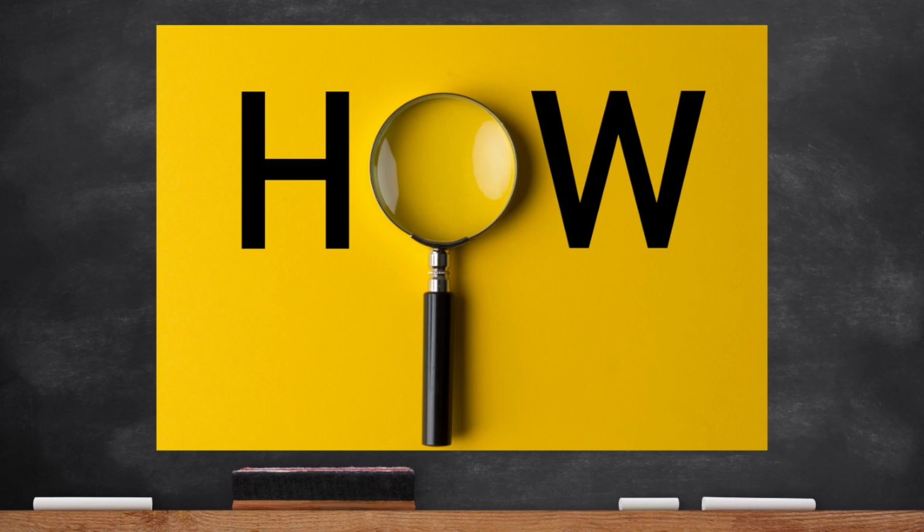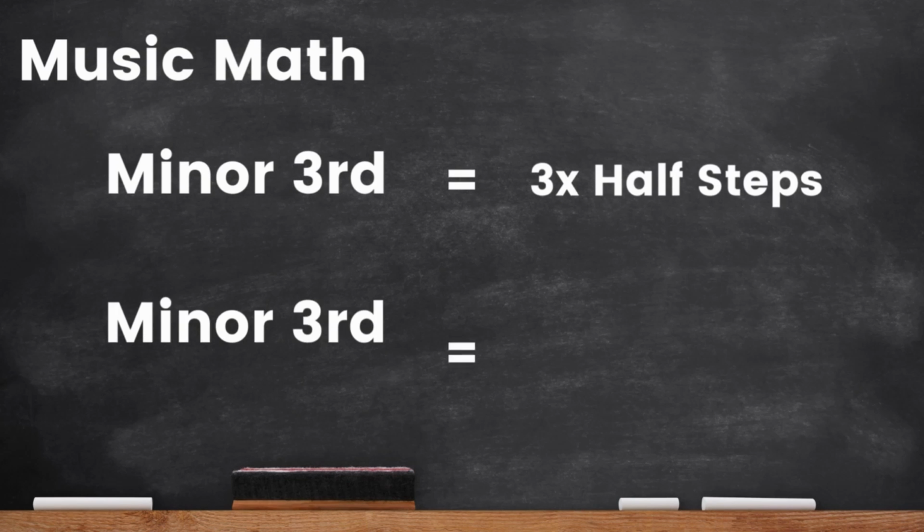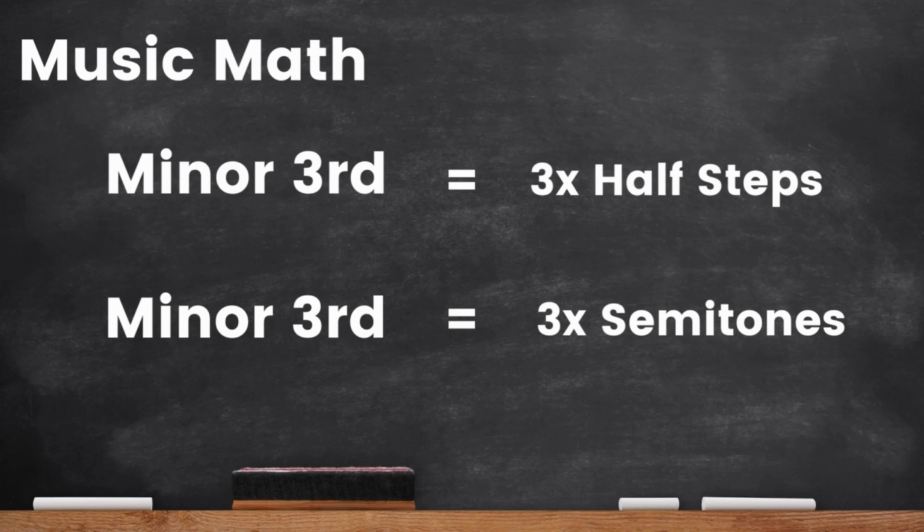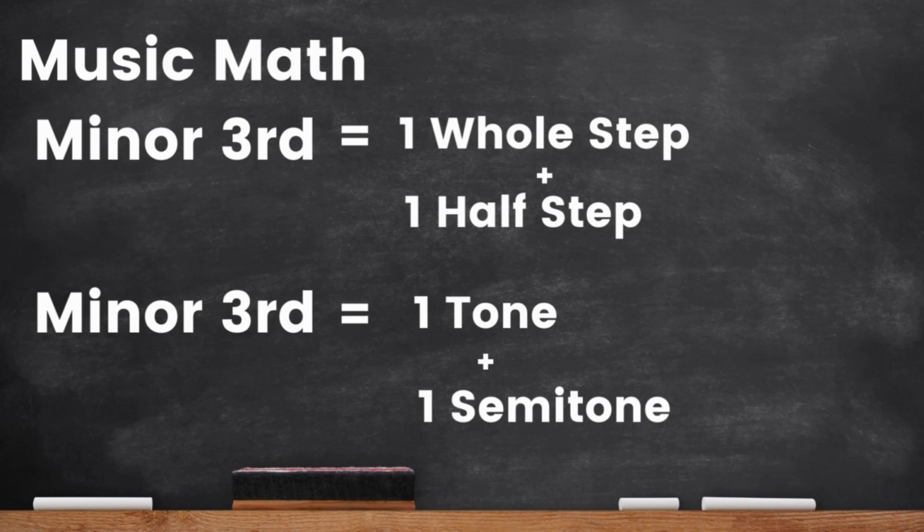How big is a minor third? Well, let's do some music interval math. A minor third is equal to 3/2 steps or semitones. You could also say that it's equal to 1 whole step or tone plus another half step or semitone.